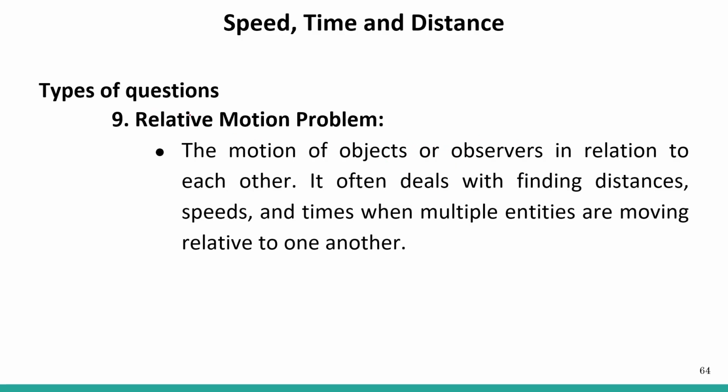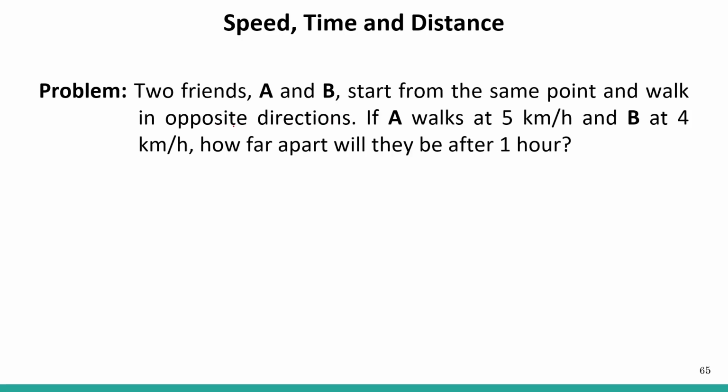So the 9th kind of question will be on relative motion problem. That will be based on relative speed. So 2 friends A and B start from the same point and walk in opposite directions. A walks at 5 km per hour and B walks at 4 km per hour. How far will they be apart after 1 hour? So their relative speed AB is equal to 5 plus 4, which is equal to 9. So they will be 9 km apart, because this is the distance covered per unit time. Your unit time is given, that is 1 hour. So that's why we have directly written 9 km apart.